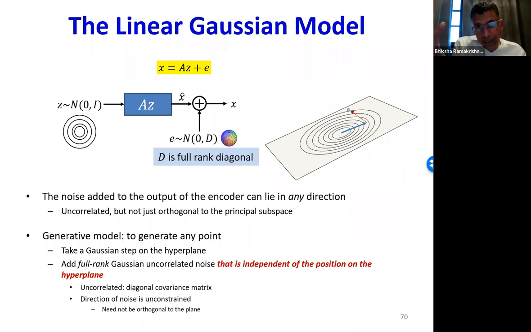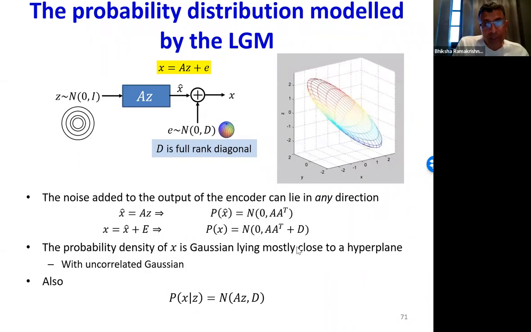Right? Easy, right? That's the simple first step. So we're going to add full rank Gaussian uncorrelated noise that is independent of the position on the hyperplane. This gives us what is called a linear Gaussian model: you have some low dimensional random variable, an isotropic Gaussian, which is put through a linear transform. And to that, you add some full rank noise.